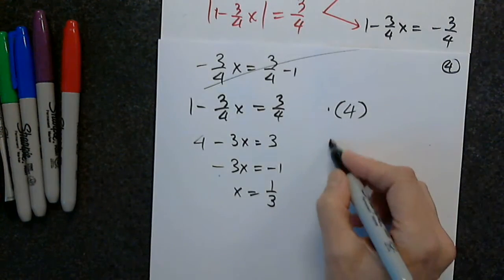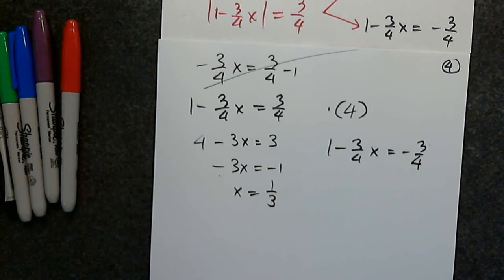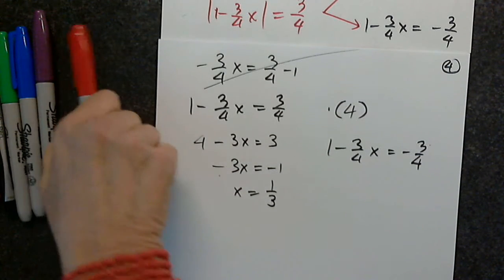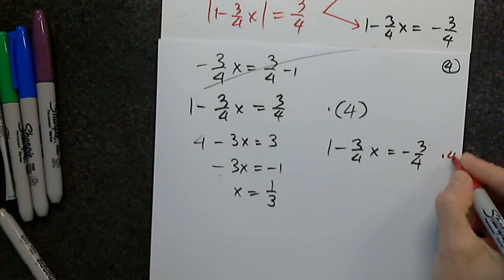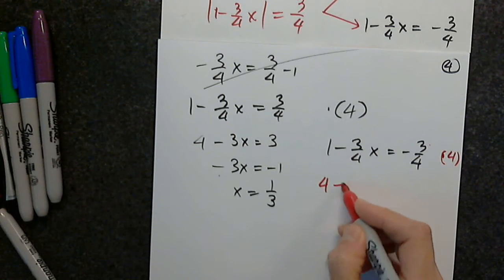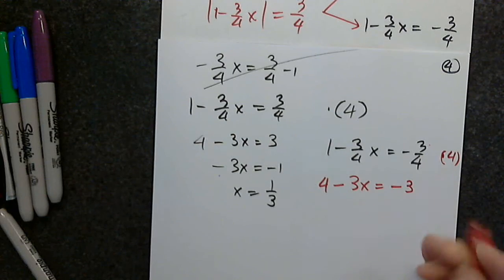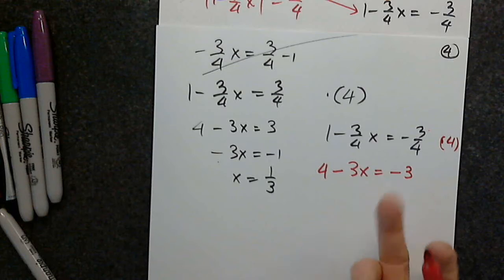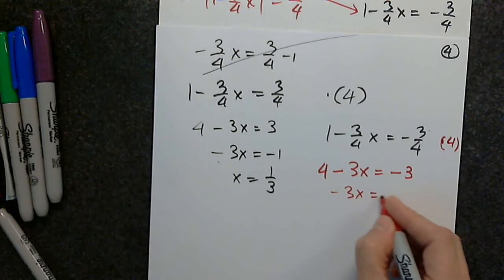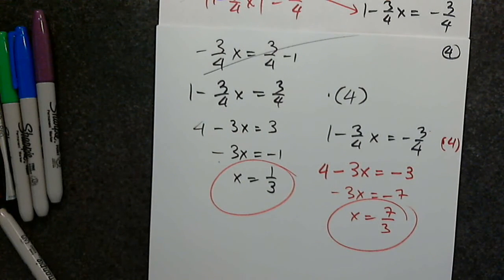The same thing with the other one. 1 minus 3/4 x equals negative 3/4 this time. Same procedure, meaning what? Multiply everything by 4. Very good. Let's do that. What do I get? The first one will be 4. The middle one will be 3x. And the last one will be negative 3. It's exactly the same equation, but just minus on the other side. So I move 4. Negative 3x equals negative 7, and x equals 7/3. And these are the two solutions.